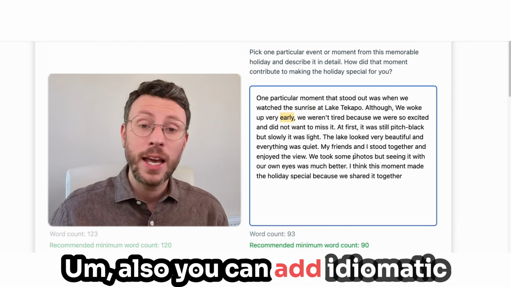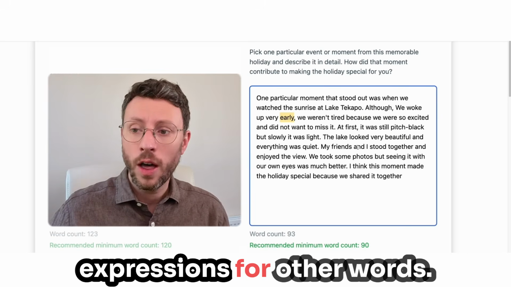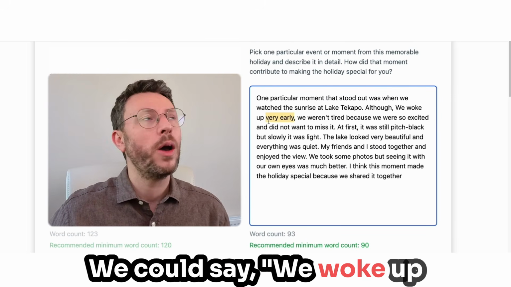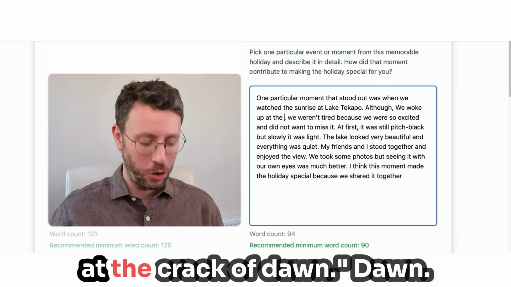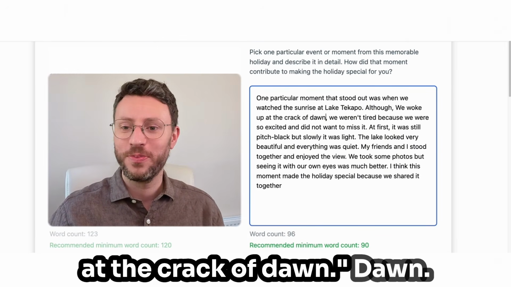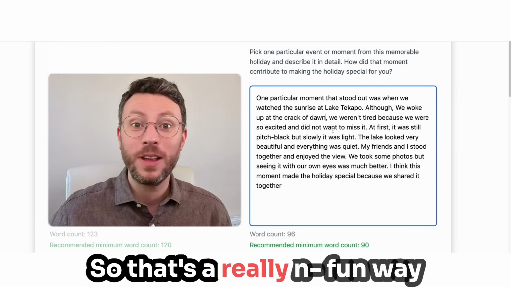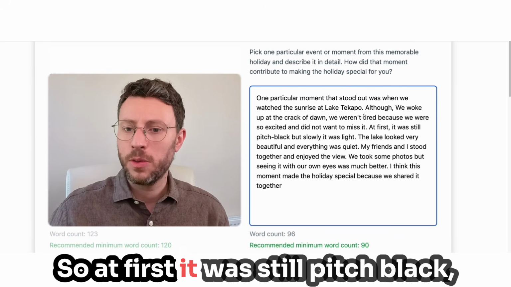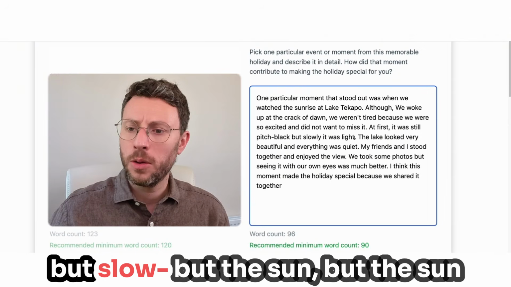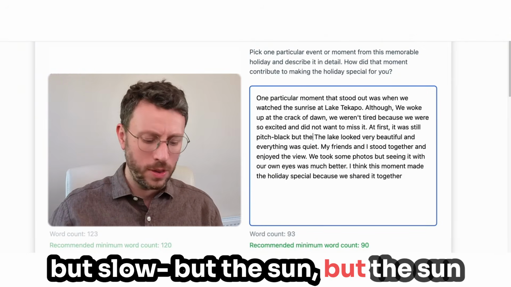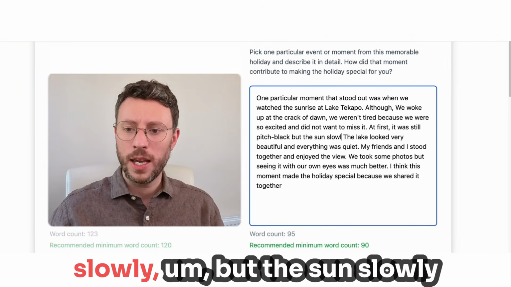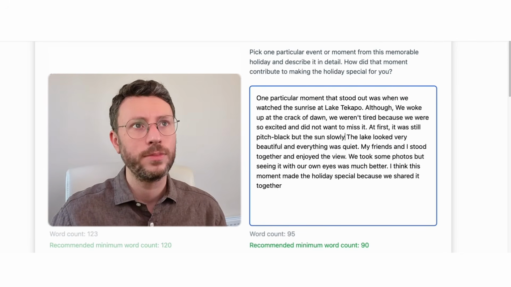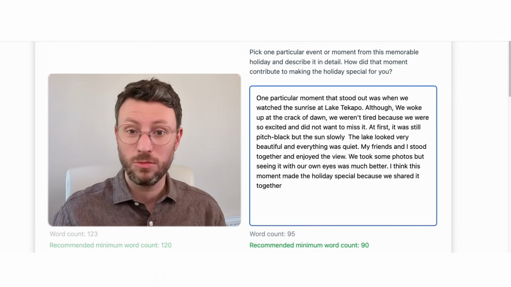Also, you can add idiomatic expressions for other words. We woke up very early. We could say, we woke up at the crack of dawn. Dawn. So that's a really fun way to say we woke up very early. So at first it was still pitch black, but the sun slowly rose.